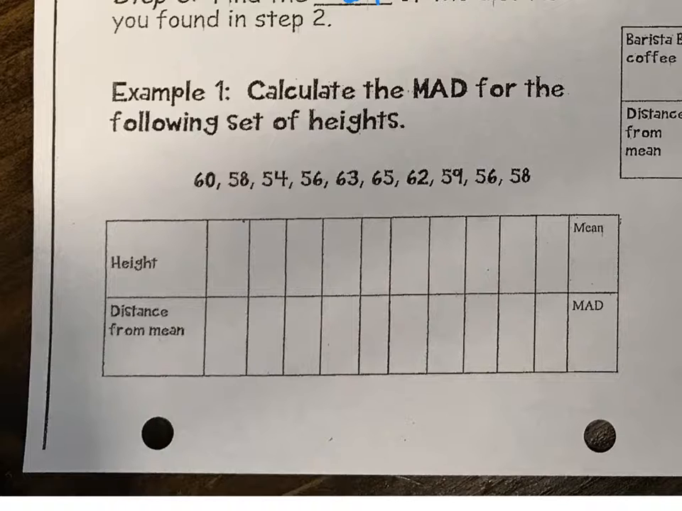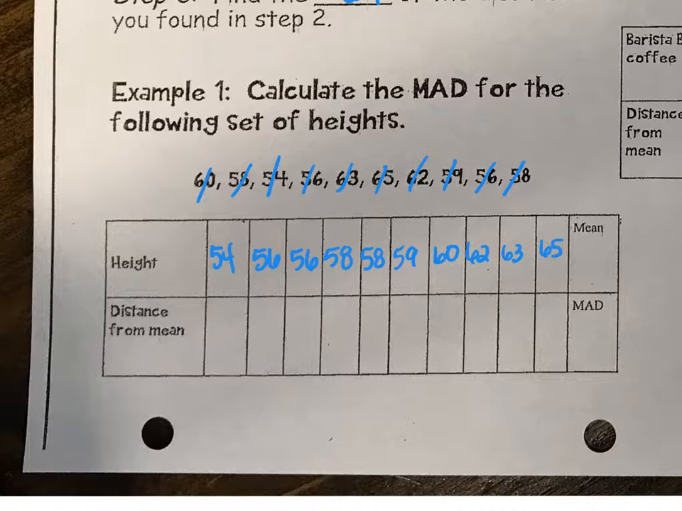So what's my smallest number? 54. So I'm going to put 54. I think 56 is twice. Yeah. And then 58 is twice. Is there another 56? Is there three? No, there's two. So two 58s. Then a 59. Then 60. Then 62. Then 63. Then 65. Okay, so y'all get caught up and get all that filled in.